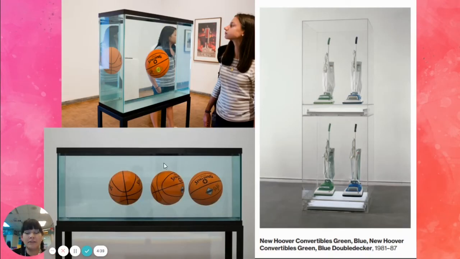Another series that is very famous by him, he buys things, just a regular old basketball, and he puts it in a tank to display it. It looks like it's floating. Or he buys some vacuum cleaners and he presents them in a case and puts them in a museum. You might think, how is this art? That's just things that you can buy at the store. And that is exactly what Jeff Koons is questioning. What is art and what is not art? And how can you make something that's not art turn into a piece of artwork?